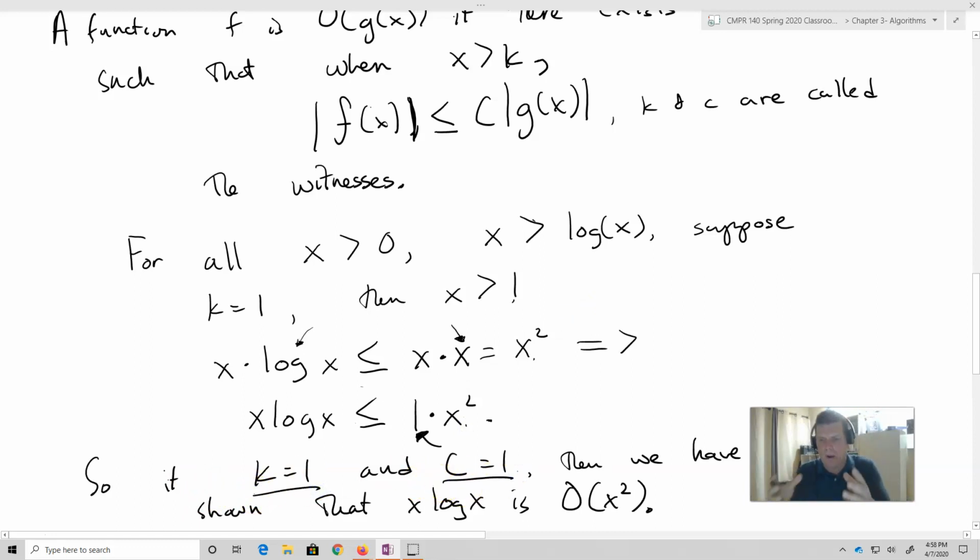Now remember, one thing that's actually really important is that it doesn't matter what you choose as your witnesses, as long as k is bigger than the smallest one that you need and c is bigger than the smallest one that you're going to need. So as long as they work together properly, we can choose any values that we want, right? As long as they're big enough. And so consequently, k equals 1, c equals 1, in this case, both work.